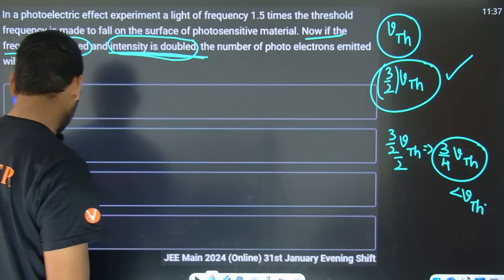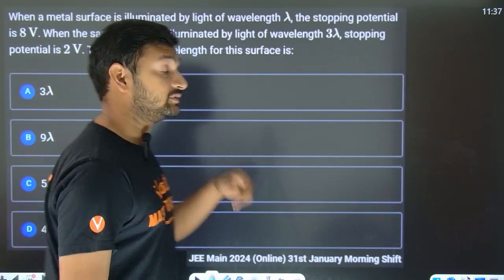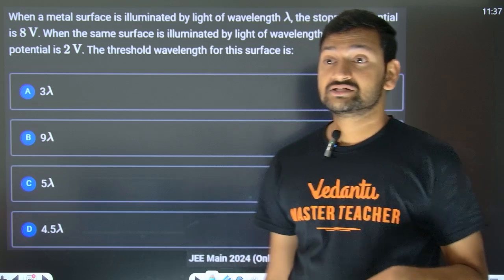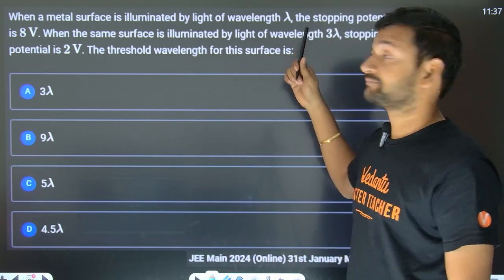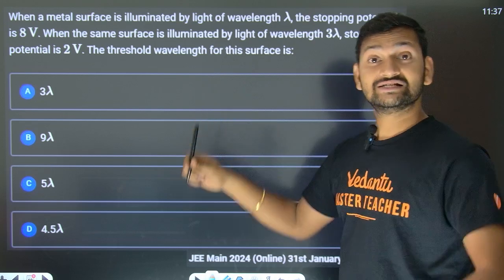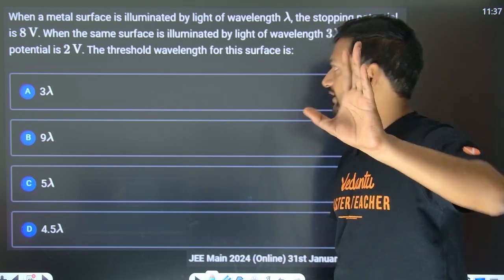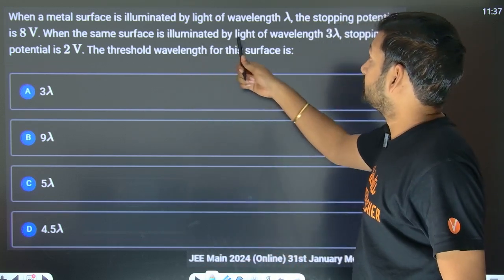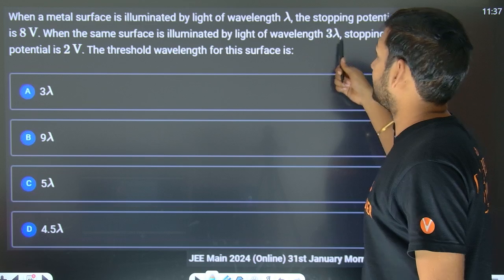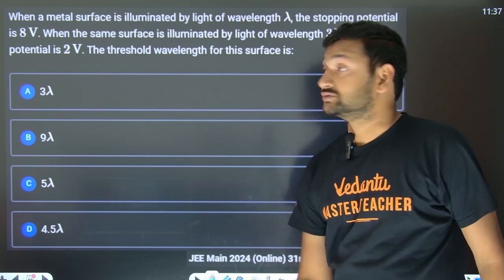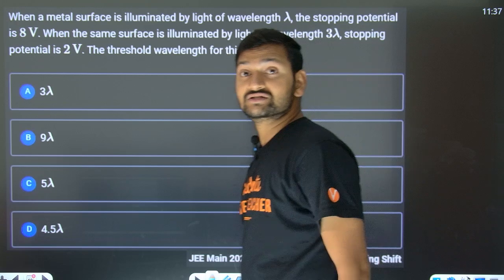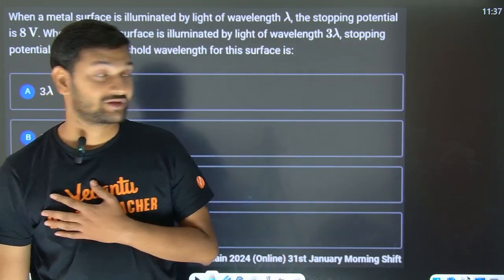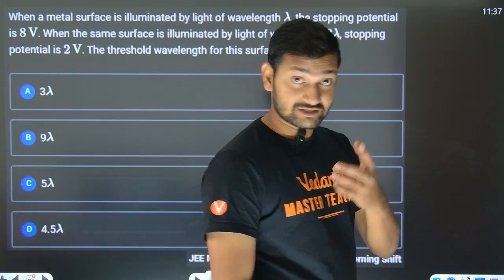Okay. Next. When a metal surface is illuminated by light of wavelength lambda, the stopping potential is 8 electron volt. Okay, fine. When the same surface is illuminated by a light of wavelength 3 lambda, the stopping potential is 2. And they're asking threshold wavelength for this surface is. Okay, a bit of calculation.